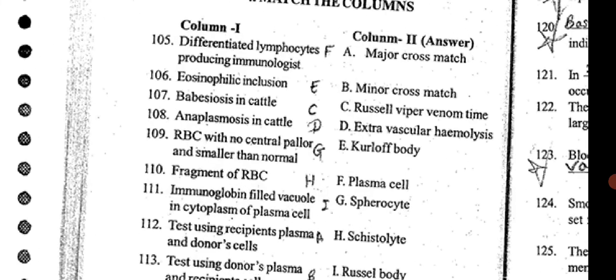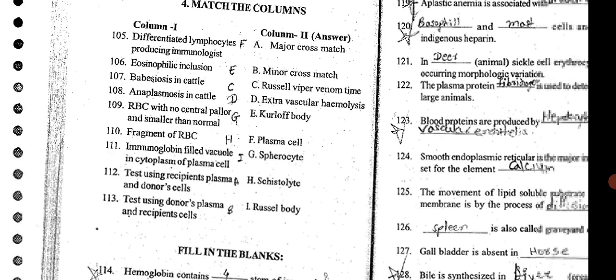Differentiated lymphocytes are the plasma cells. The eosinophilic inclusion is the Curl body. Babesiosis in cattle is the Russell viper venom time. Anaplasmosis in cattle leads to extravascular hemolysis. A red blood cell with no central pallor and smaller than normal is the spherocyte. Spherocyte is the red blood cell with no central pallor and smaller than normal. Fragments of red blood cells are the schistocytes.